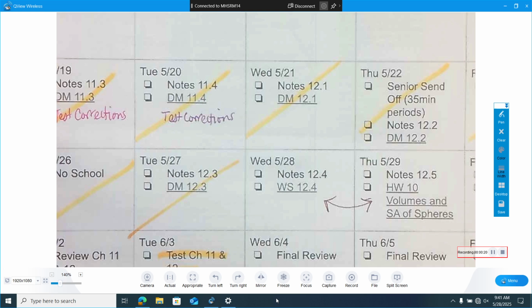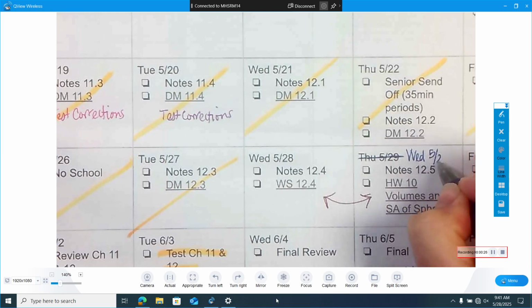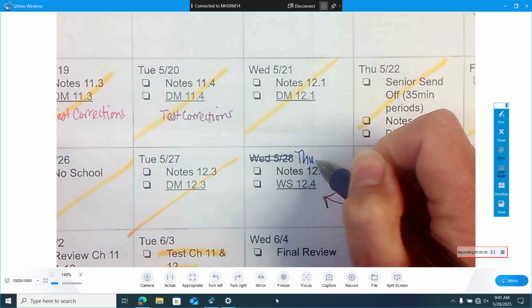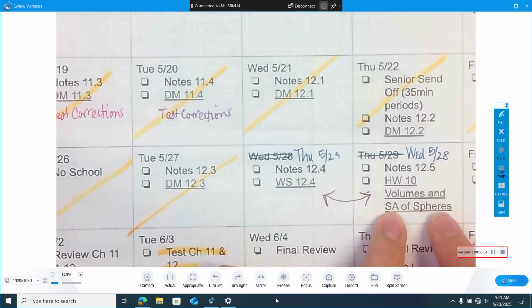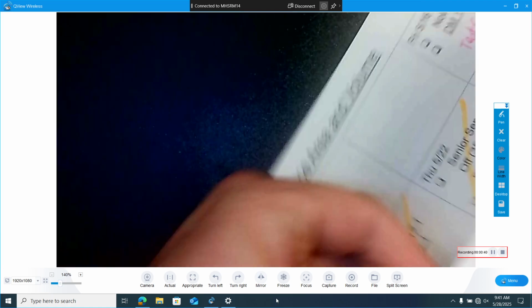We're doing this today, Wednesday, 5/28, and this is going to be Thursday, 5/29. So we're just switching these two around. We're going to do volumes of surface area and spheres today. So 12.5. So here we go.